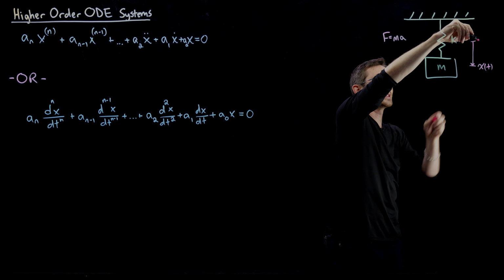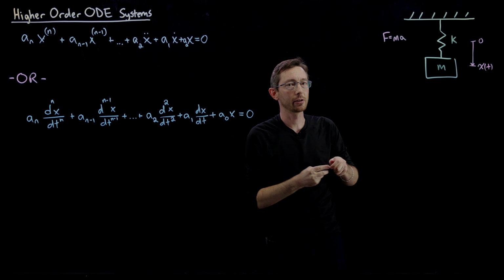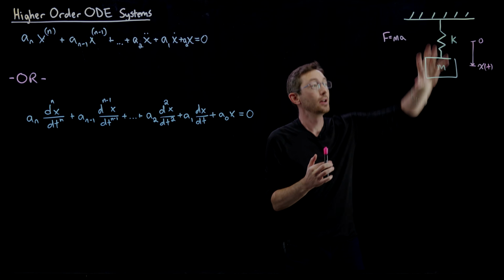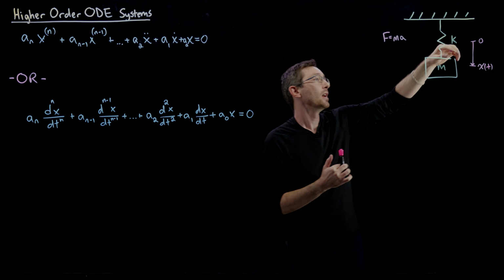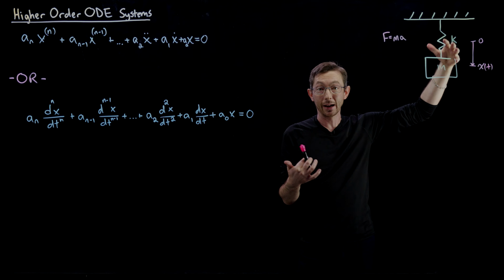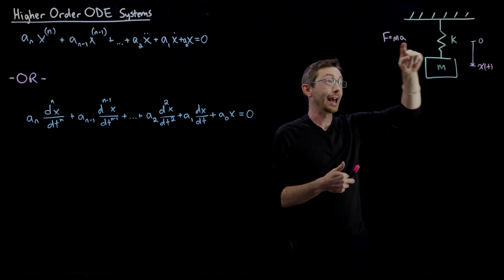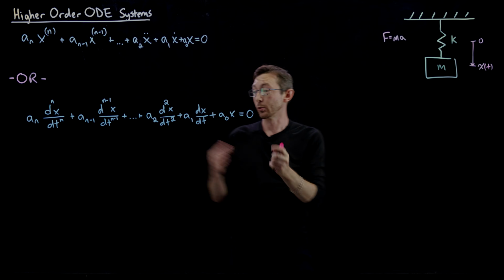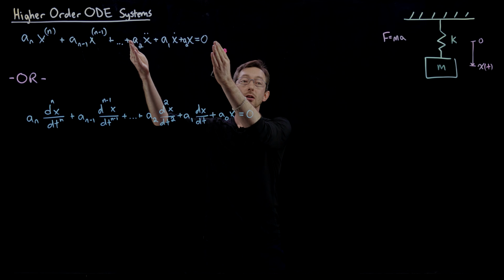Let's say there's some rest position here, which I'm going to call x equals 0. So I pull this mass down, I stretch out my spring, I let it go, and it starts oscillating. Okay, that is governed by F equals ma, and a, acceleration, is just x double dot. So really easy to get a second order system here.